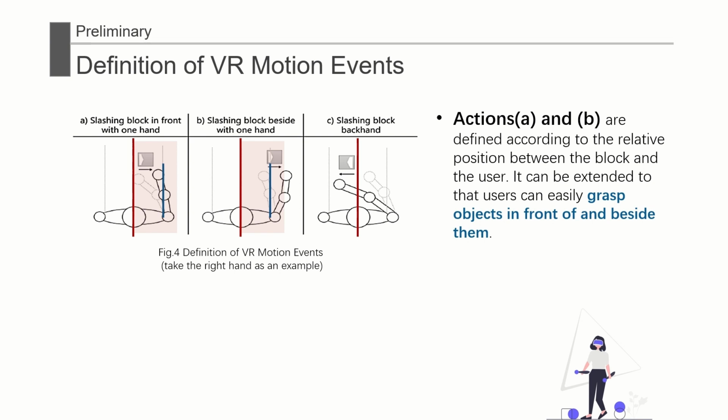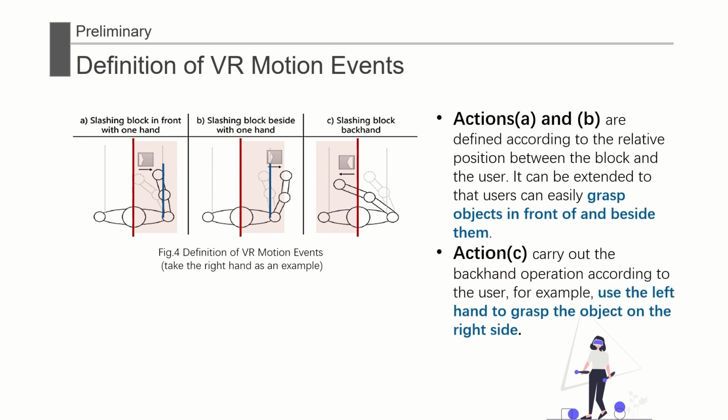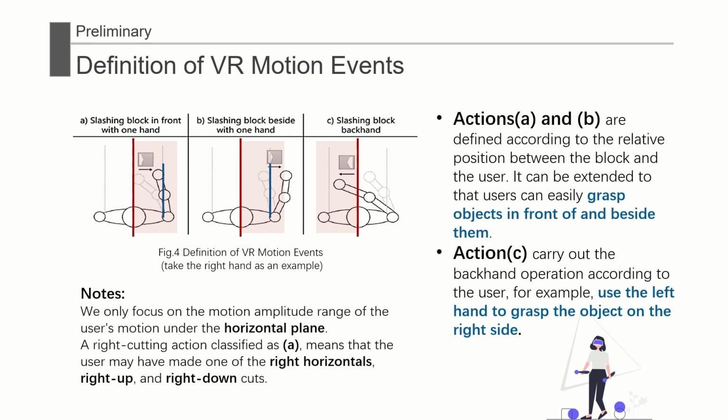Event C is a reverse cutting action, like when we use the left hand to grasp an object on the right side. It is worth mentioning that we only focus on the user's motion under the horizontal plane. Therefore, if a user makes the right cutting action and is classified as event A, it means that the user may have made one of the right horizontal, right up and right down cuts.